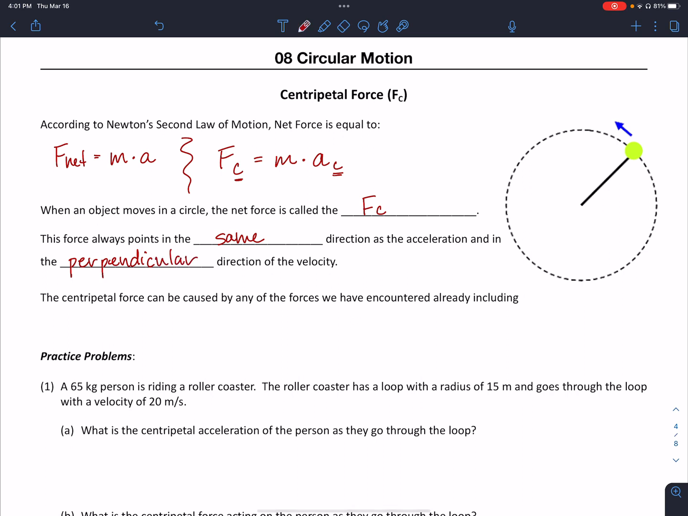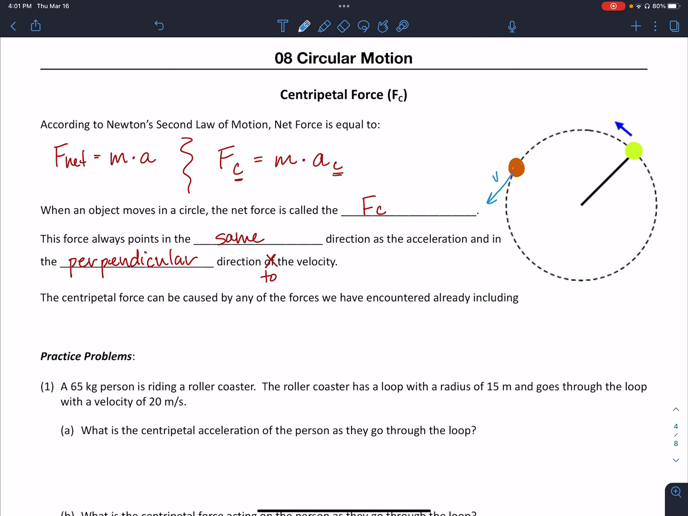Perpendicular direction to the velocity. So what does that mean? We got our tennis ball here. Let's put a tennis ball a little further along the road here. The velocity for our tennis ball is still going to be tangent to that circular path. So here's our velocity value.